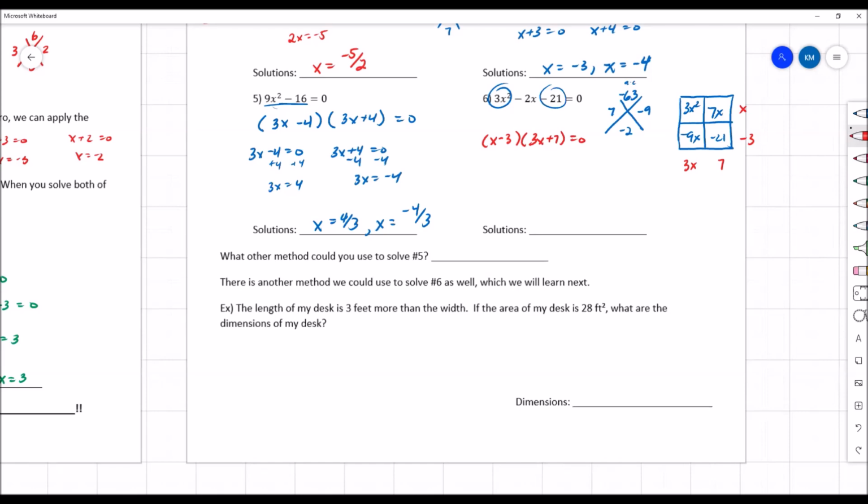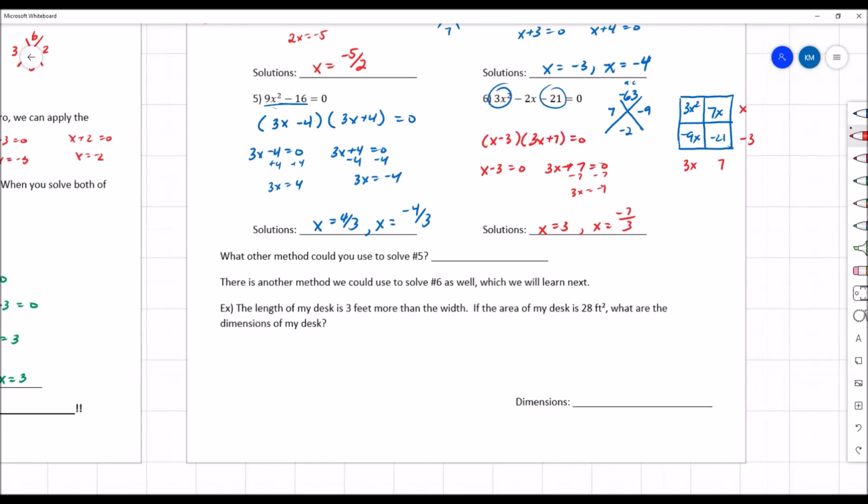And then we're back to our zero product property. One of these two numbers has to be 0. Either x minus 3 is 0 or 3x plus 7 is 0. And so we add 3, x will be 3. Subtract 7, divide by 3. And so x equals negative 7/3.